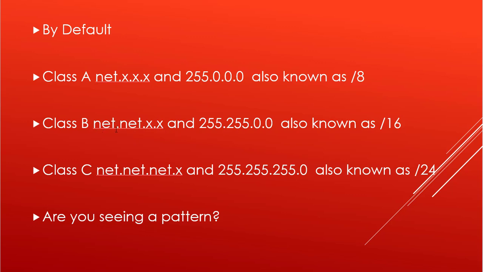So again, class B is network, network, host, host, and then we have 255.255.0.0. And again, class B default subnet mask is a /16, and a class C network is 255.255.255.0, also known as a /24 because it's 8 plus 8 plus 8. So are you seeing a pattern there? The subnet mask always has a 255 in the network portion. So we have 2 networks, 2 255s, 3 networks, 3 255s.